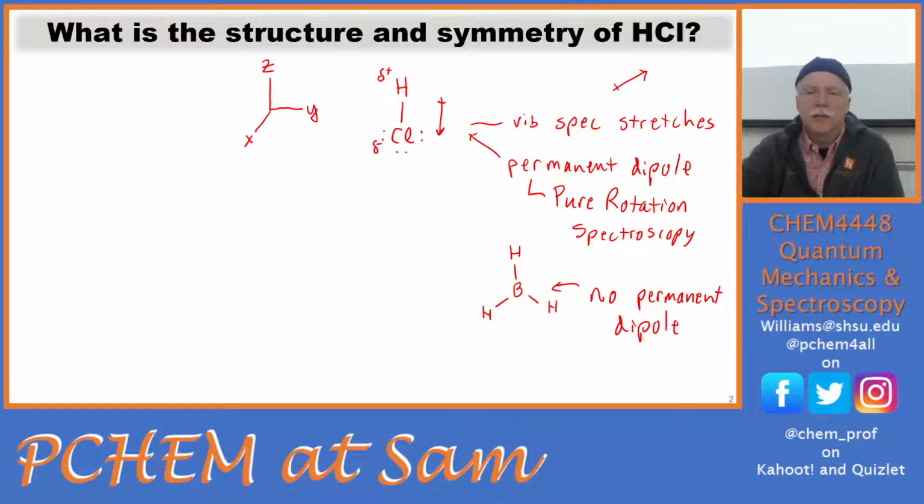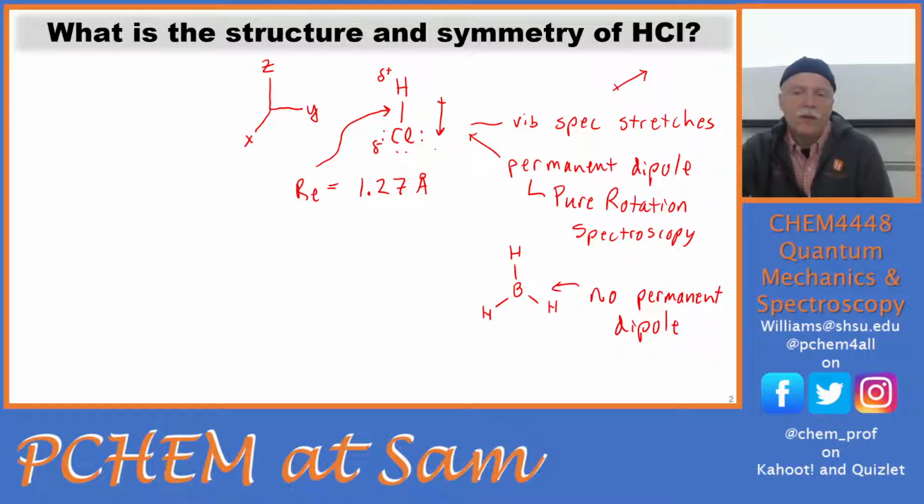What else can we learn about the structure? We could look at the spectrum of HCl and get the bond length, but let's go the other way. I'm going to give you the bond length, and then we'll calculate a whole bunch of other things from it. So this bond length here is 1.27 angstroms. Okay. What else?